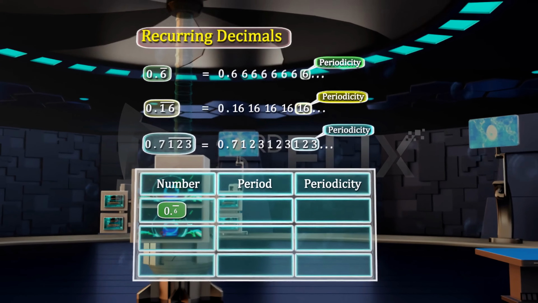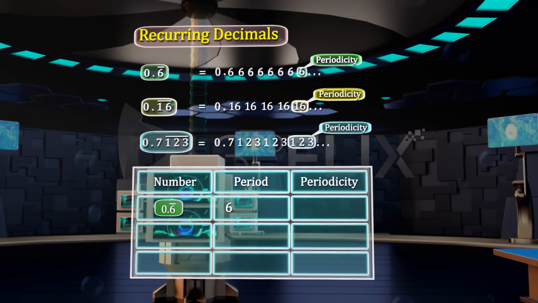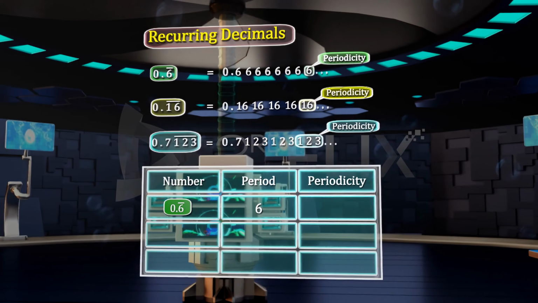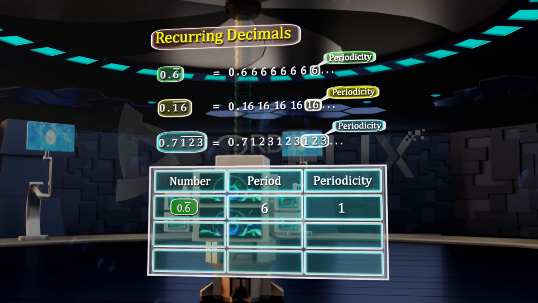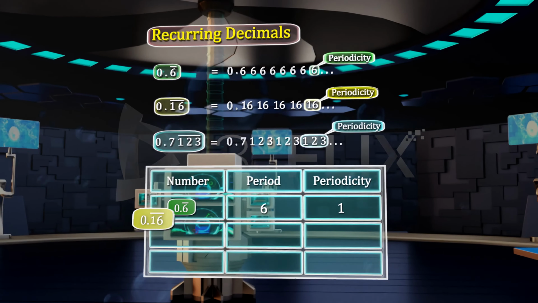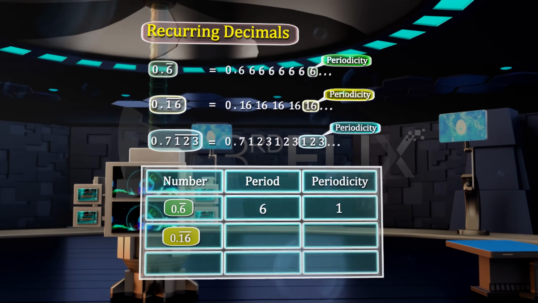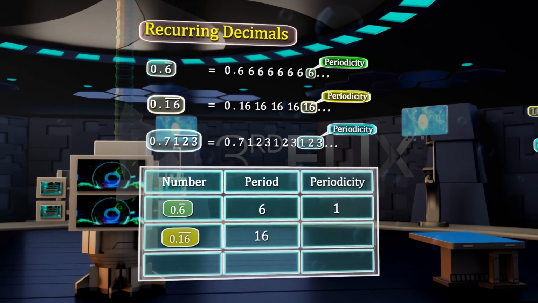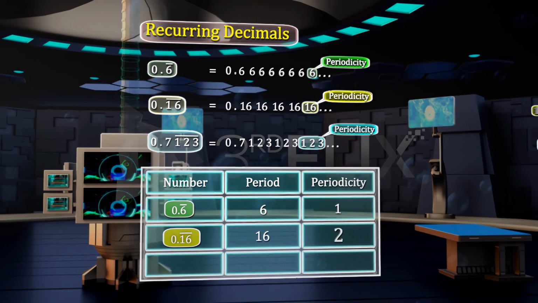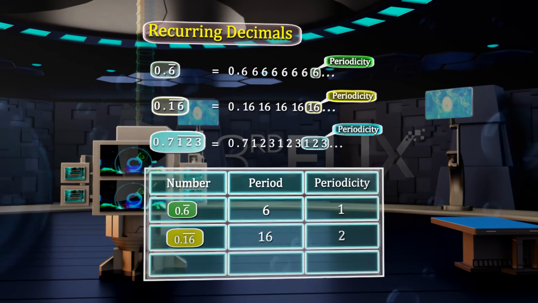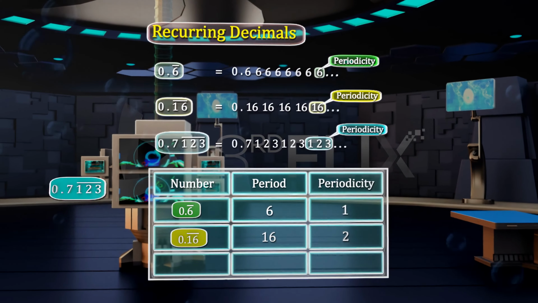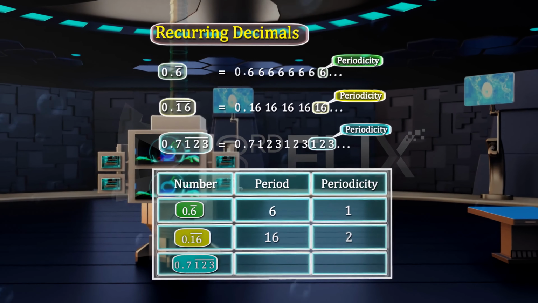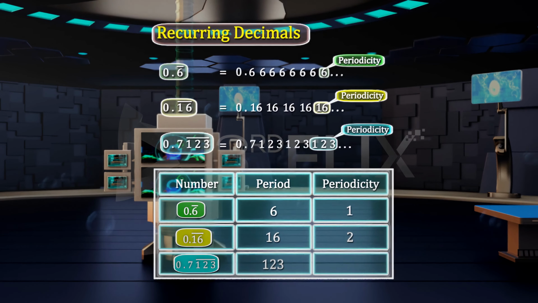Period of 0.6 bar equals 6. Periodicity is 1. Period of 0.16 bar equals 16. Periodicity is 2. Period of 0.7123 bar equals 123. Periodicity is 3.